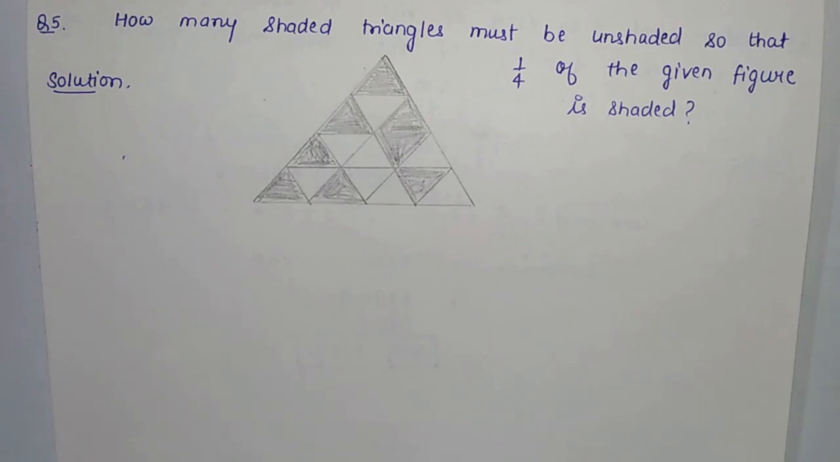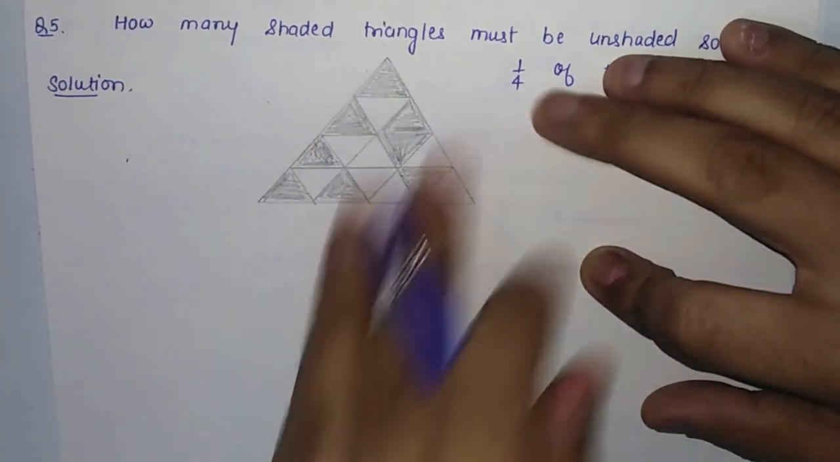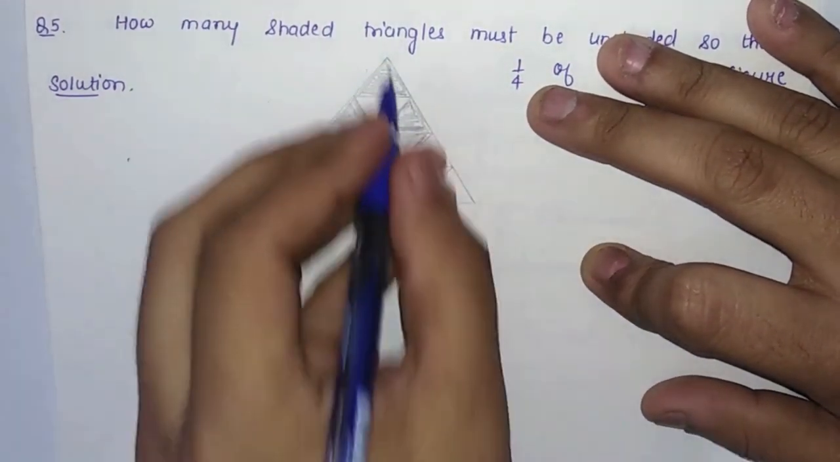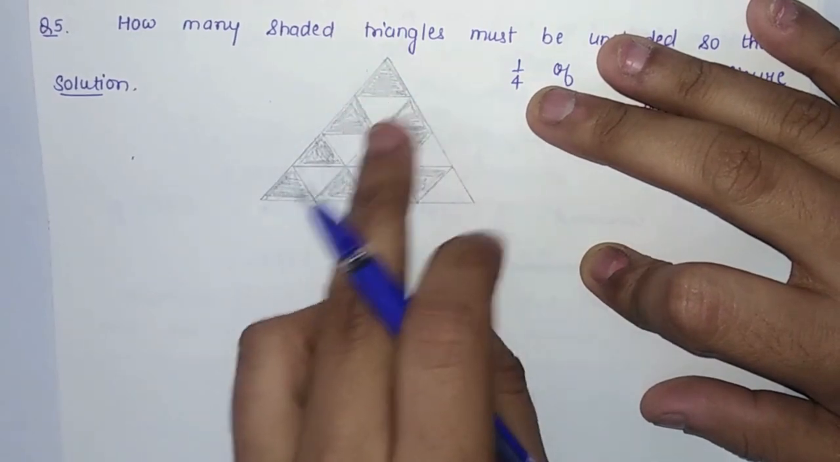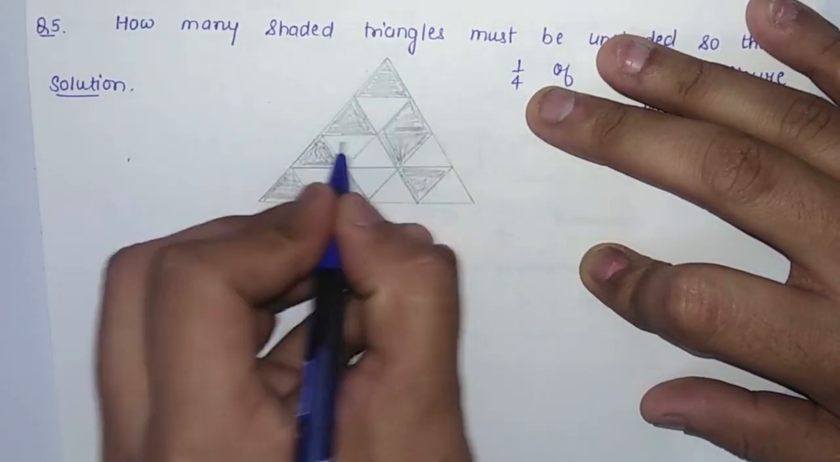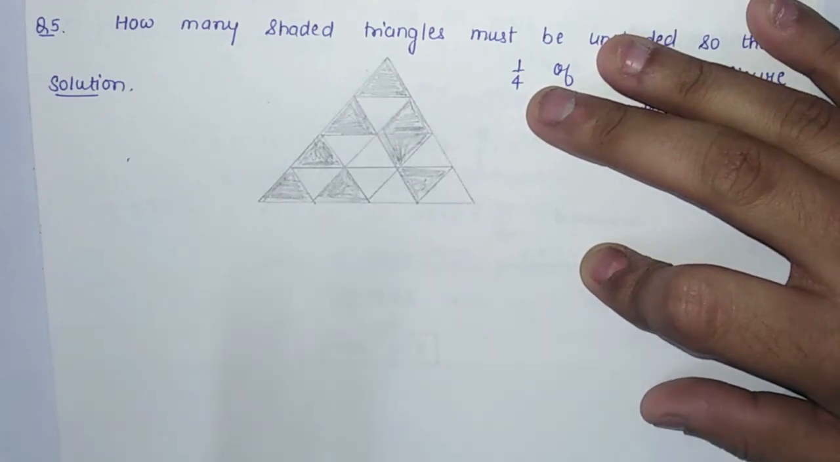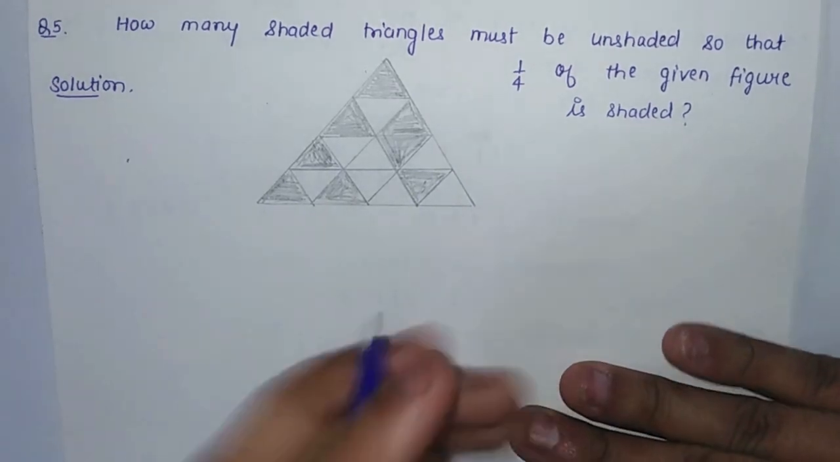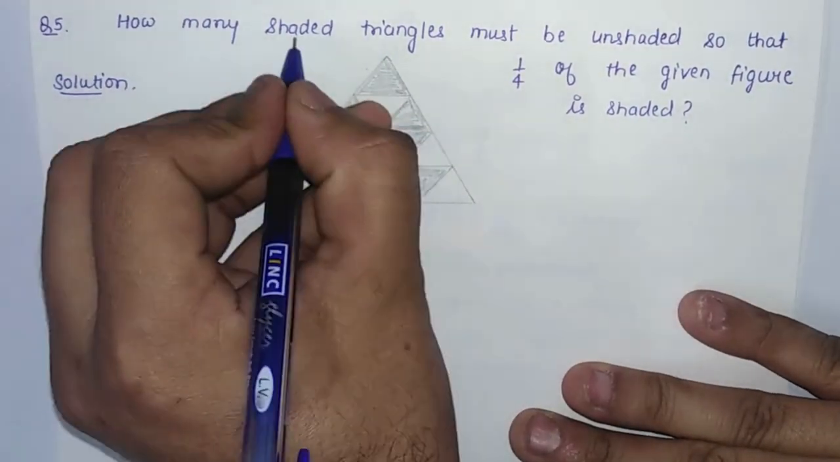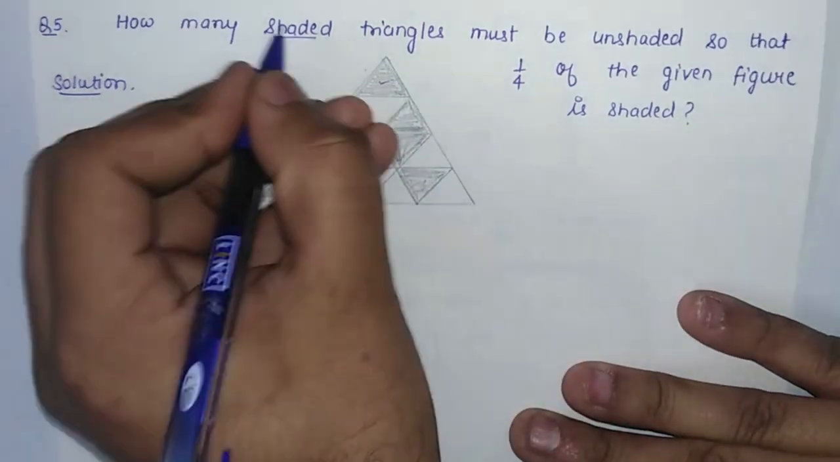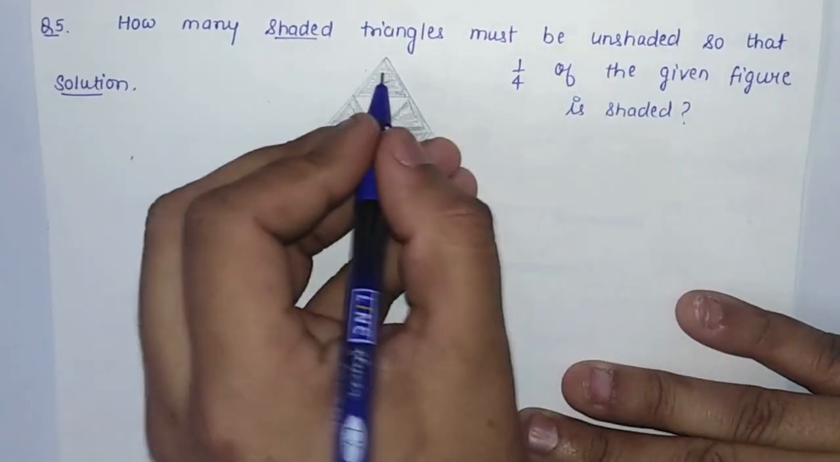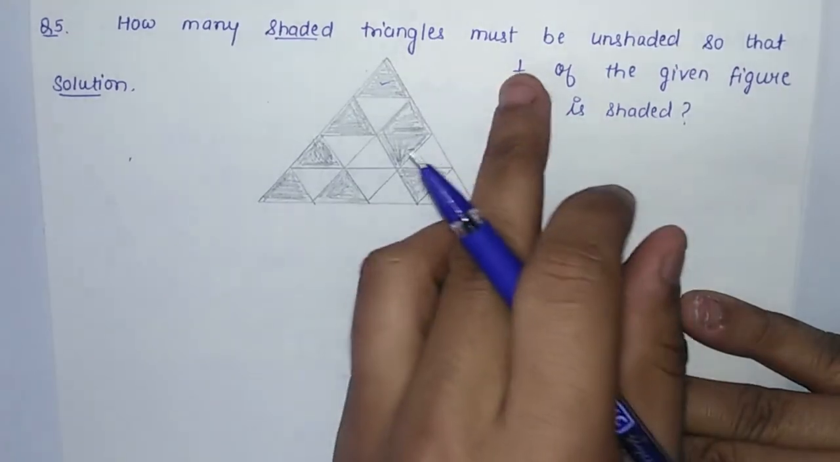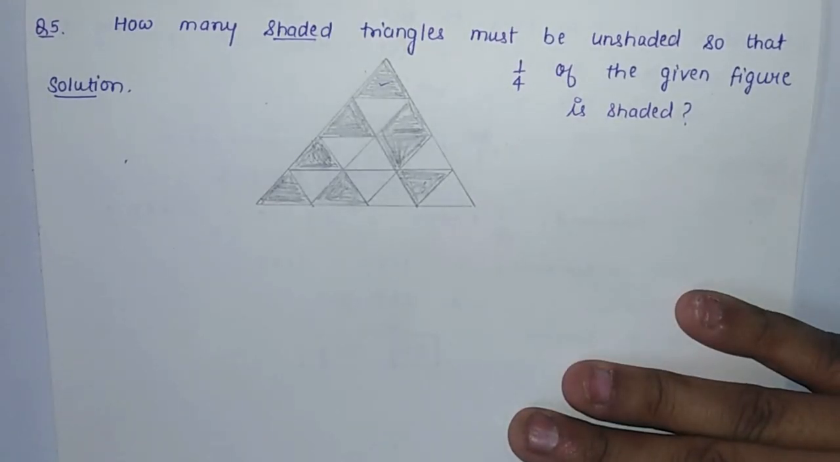Let's take a look at the final question of the day. In this question, we are given a figure, a triangle which is divided into sub triangles like this. This is a triangle, in which some triangles are shaded and some triangles are unshaded. The question states: how many shaded triangles must be unshaded so that 1/4 of the given figure is shaded?